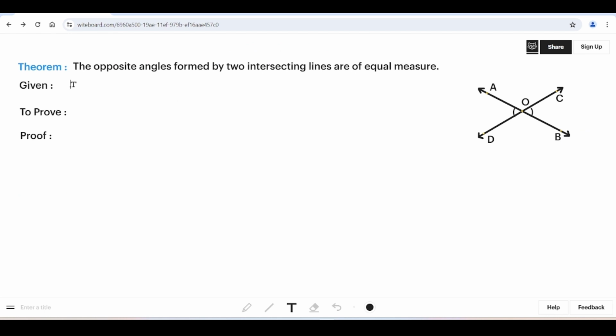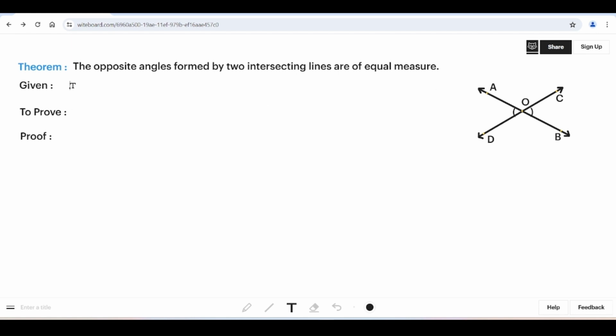So the first theorem which we are going to prove is: the opposite angles formed by two intersecting lines are of equal measure. For example, here the opposite angles will be angle AOC and angle BOD. Otherwise, another pair of opposite angles will be AOD and COB. For both these pairs of opposite angles, we want to show that they are of equal measure.